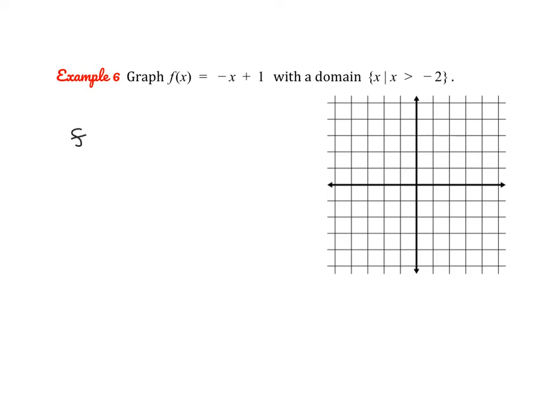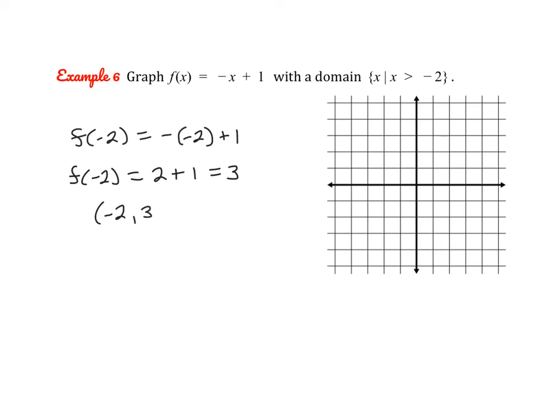So let's find f of negative 2. Let's substitute that into our function. Be careful, we have a negative in the function, and then our input is also negative. So I'm going to write it like this. So f of negative 2 becomes positive 2 plus 1, which is 3, giving us the coordinate negative 2, 3. Here's our input, here's our output. Since this is not included, we're going to do an open circle for this coordinate. So at negative 2, 3, we have an open circle.